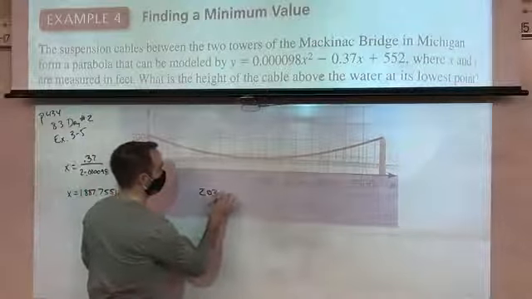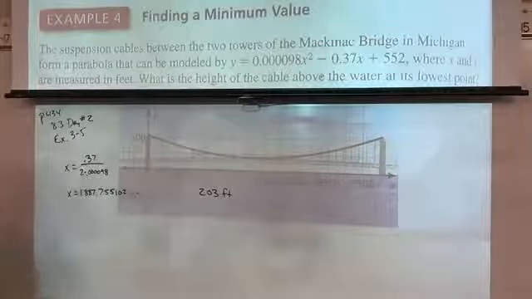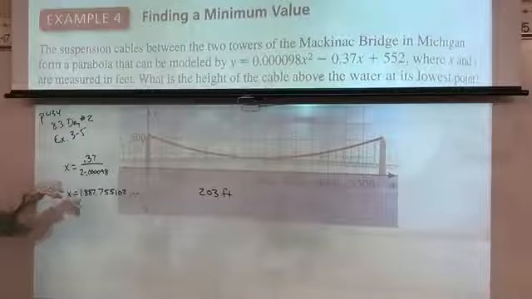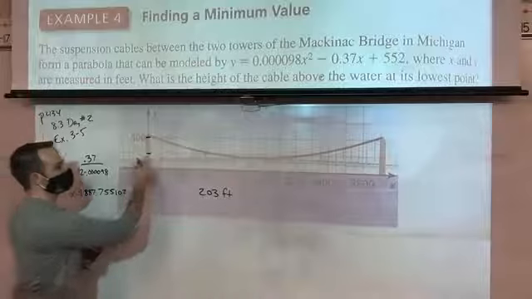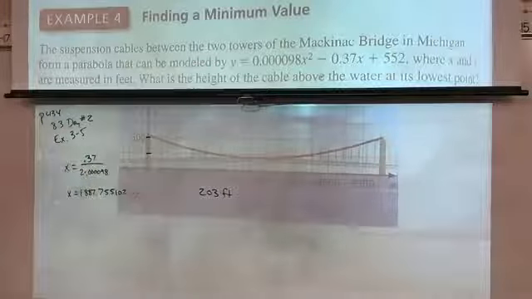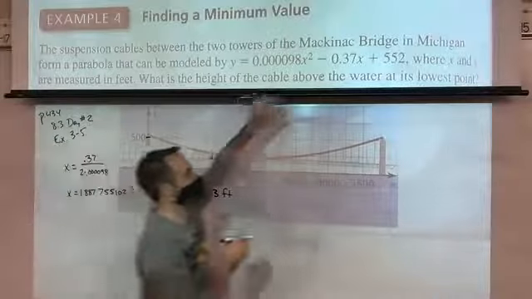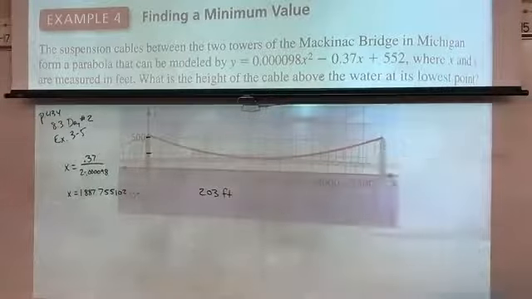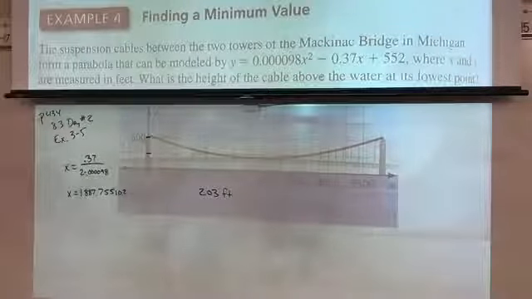203 feet. Which we should be able to look at our picture and it should make sense, right? If this is 500, this is 250, and it's a little bit lower than that. So 203 feet makes sense when we look at the picture. And if you didn't get 203 feet, chances are you typed something in incorrectly into your calculator. All right, questions on that?